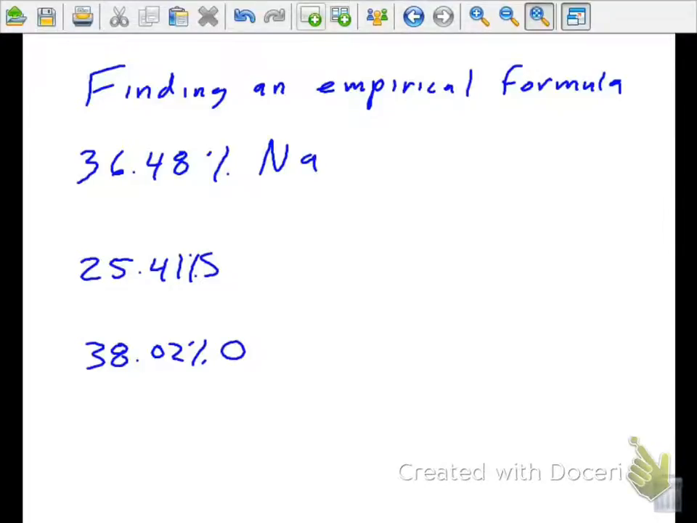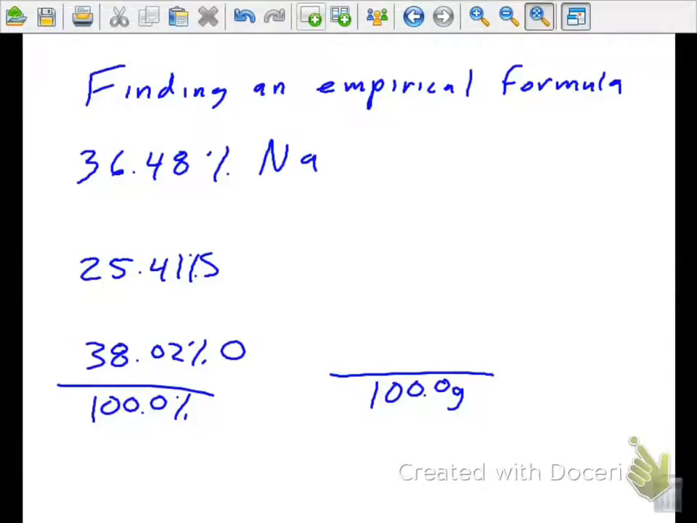Okay, the very first thing you do is, if you add these all up, you get 100%. So there's nothing else, there's nothing missing. Okay, we got everything. There's nothing else in there other than these 3 elements. Okay? So this is what I'm going to do. I'm going to say that instead of 100%, I have 100 grams of this compound.